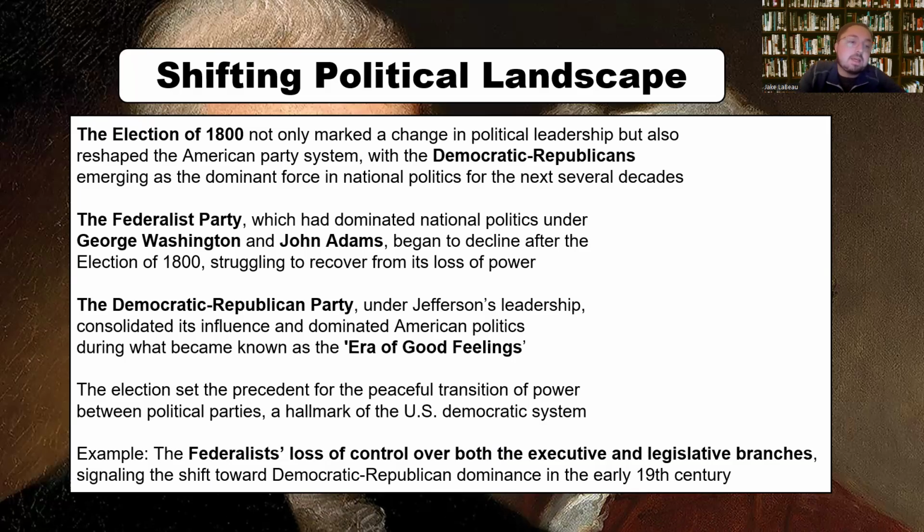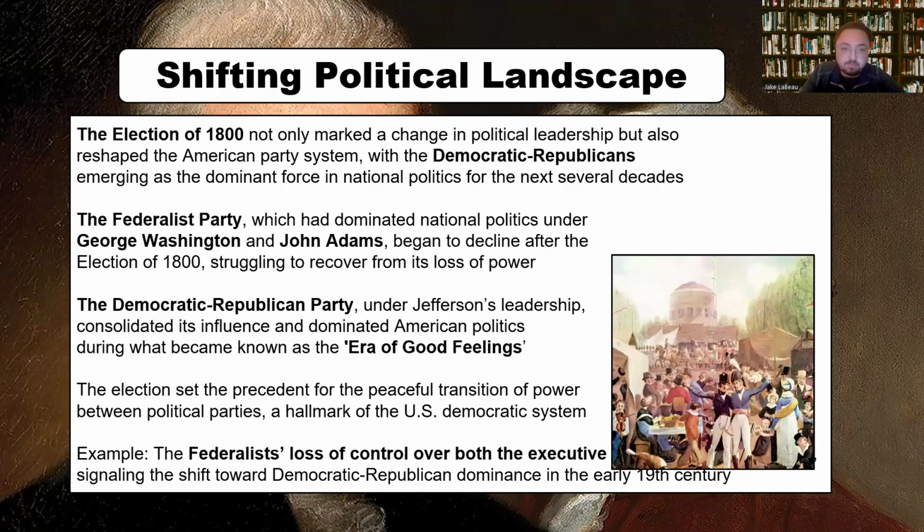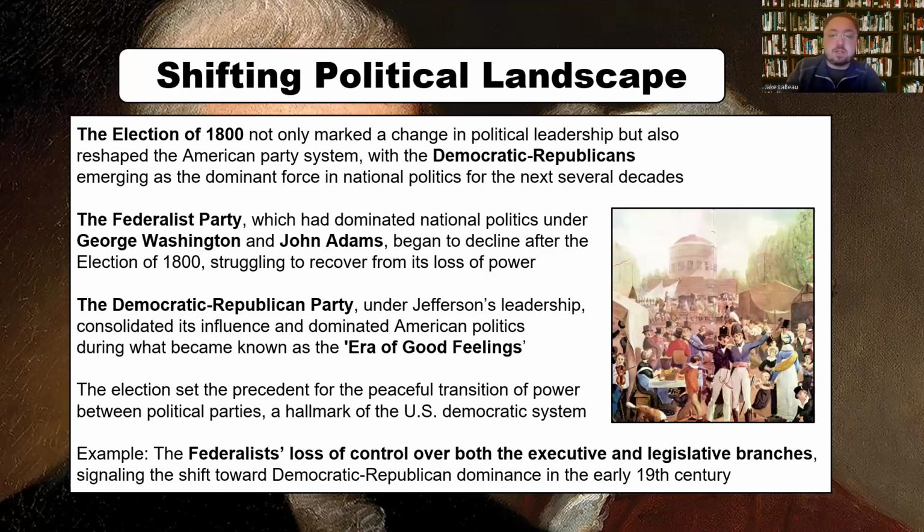So for the example, let's take a look. The Federalists' loss of control over both the executive and legislative branches is going to signal a shift towards Democratic Republican dominance in the early 19th century. All right, they're going to have control for quite some time. And this is a great illustration that I like for the Era of Good Feeling. Everybody's kind of jolly, happy, and having a good time.